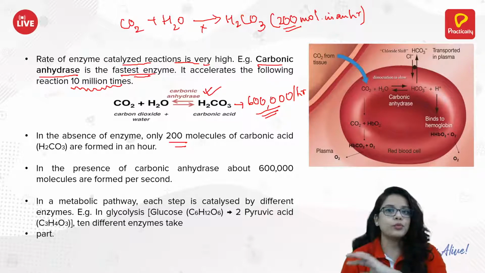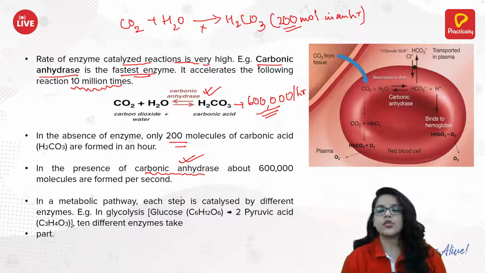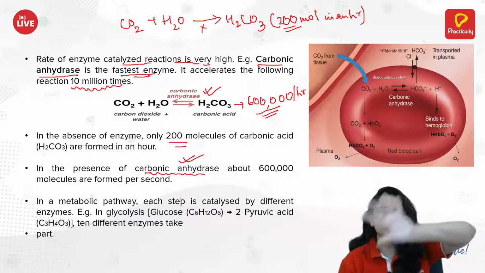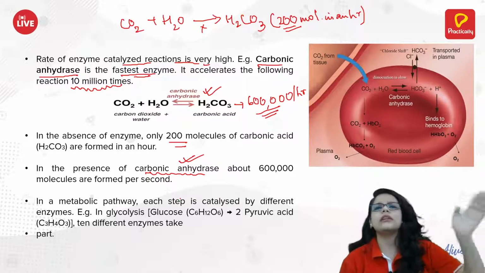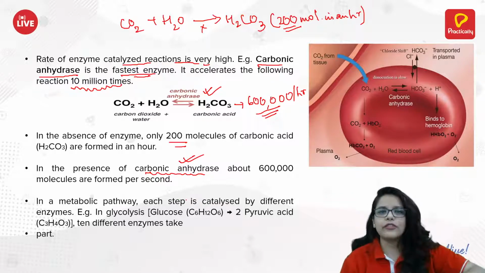Instead of that, if you don't put an enzyme, it will form only 200 molecules. So each of this is just carbonic anhydrase. This is the fastest enzyme in the world. But all of the enzymes actually work very fast. And all the reactions in our body, be it glycolysis, gluconeogenesis, respiration, everything actually takes part with the help of enzymes.